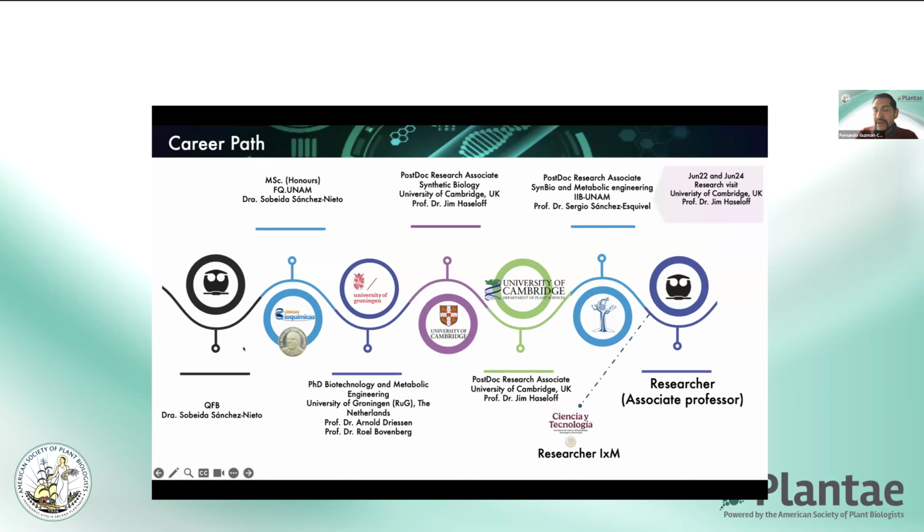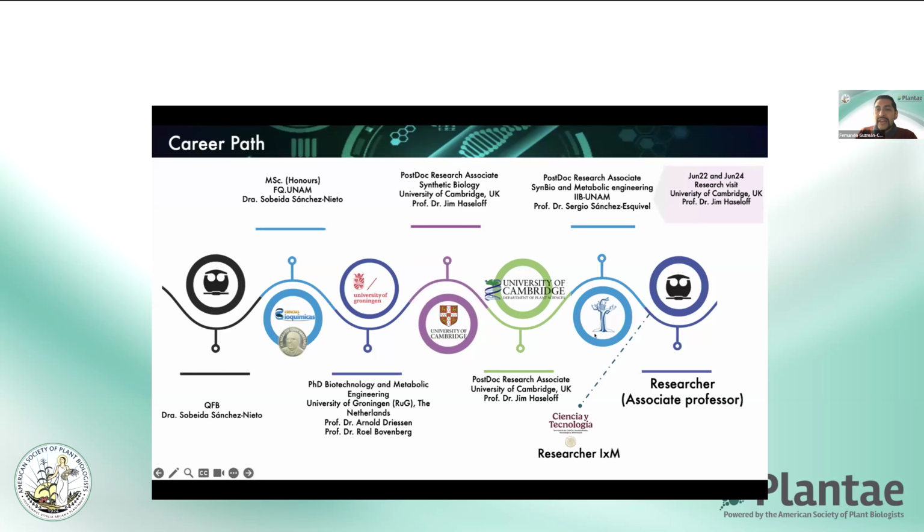After I did my bachelor's and master's degrees in Mexico, I decided to move to another country because I think that if you stay in your country, at least in the Latin American context, doing a PhD is not really good because many of the labs are not really specialized in topics. So I decided to move to the Netherlands, and after that they allowed me to go to Cambridge, and after that go back to Mexico.